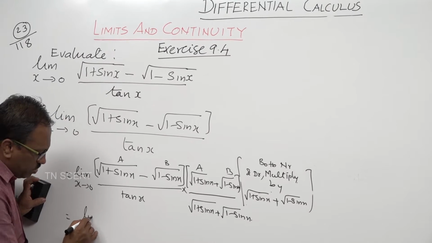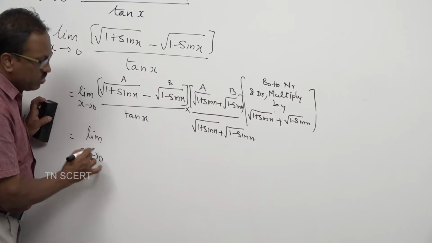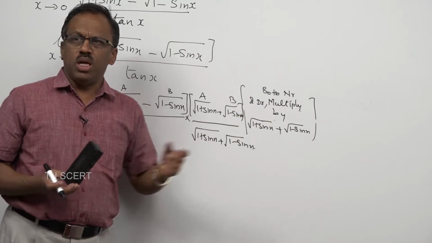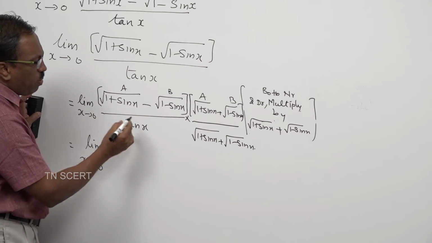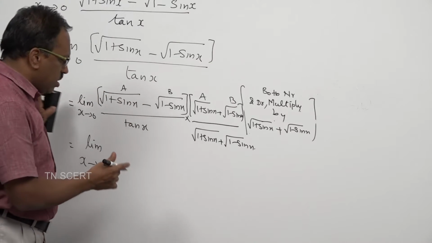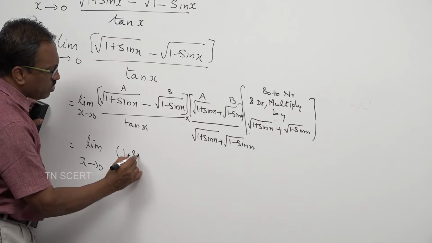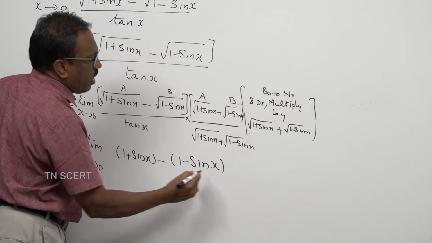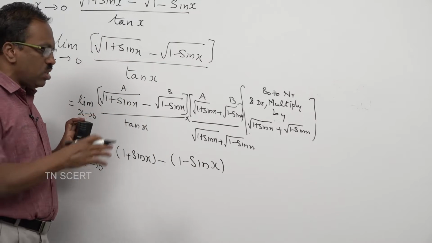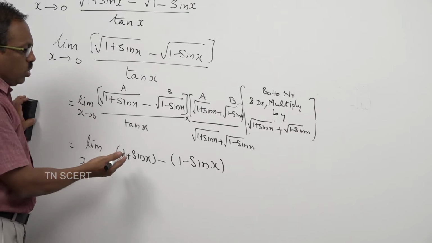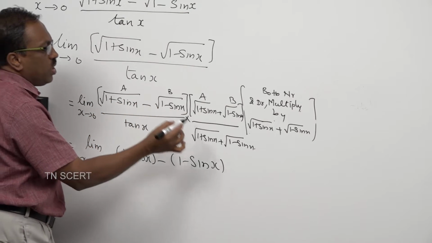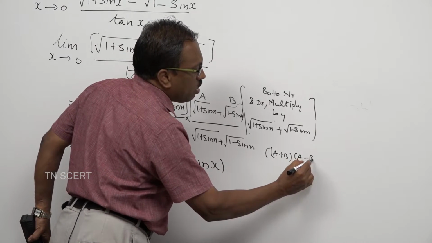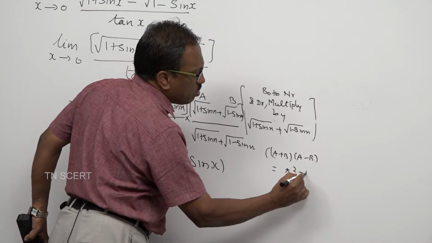So limit x tends to 0 here. These two we multiply, a plus b into a minus b, that is a square minus b square. By applying this, the roots will go, and the numerator becomes 1 plus sin x minus 1 minus sin x. What happened to the root? It has gone totally, because square root and square cancel. So the terms are gone. A plus b into a minus b becomes a square minus b square.